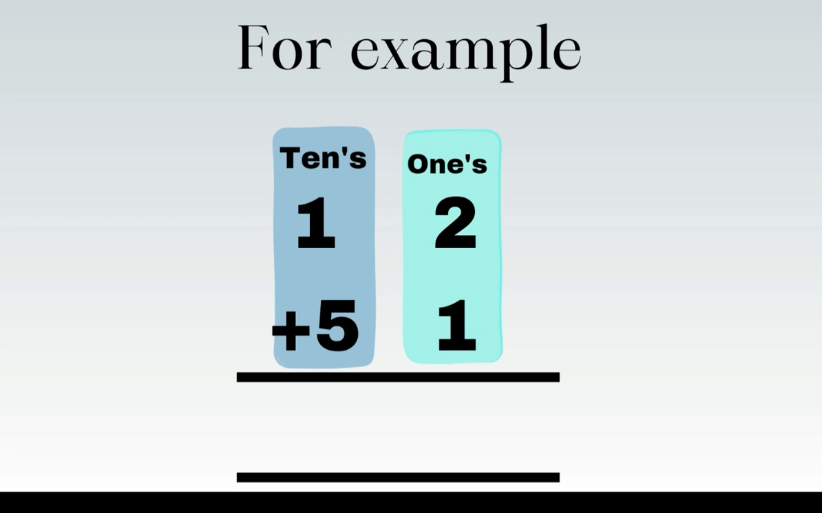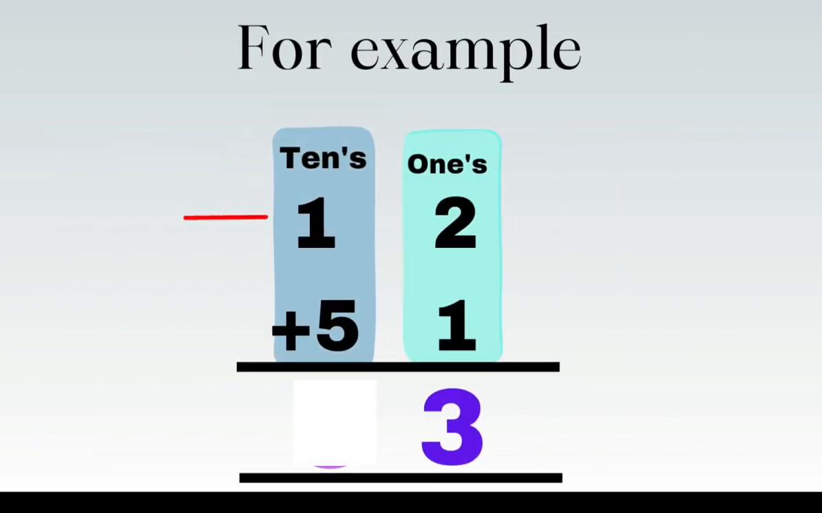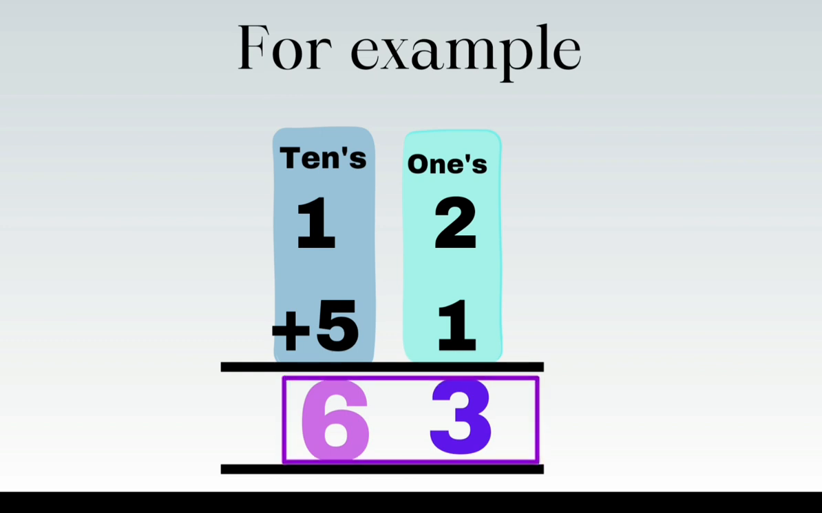2 plus 1 is equal to 3. 1 plus 5 is equal to 6. The answer is 63 by adding 12 and 51.